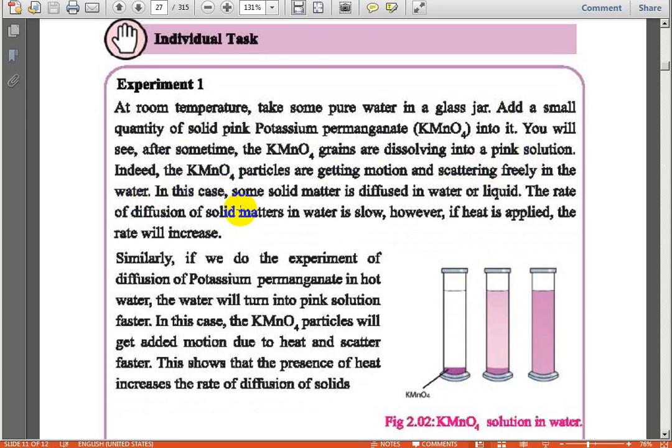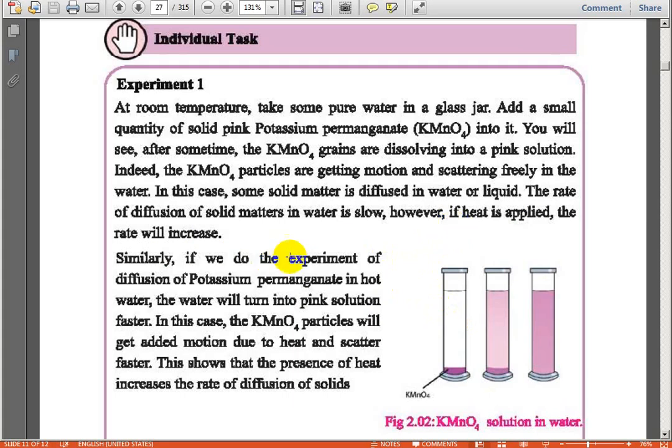Indeed, the potassium permanganate particles are getting motion and scattering freely in the water. In this case, a solid matter is diffused in water, a liquid. The rate of diffusion of solid matter in water is slow. However, if heat is applied, the rate will increase. Diffusion occurs more in summer than in winter because if temperature increases, diffusion increases. In winter the temperature is low, so the diffusion rate is low.